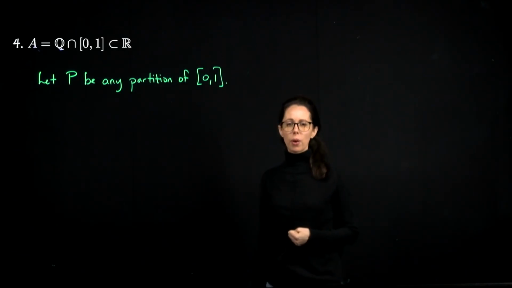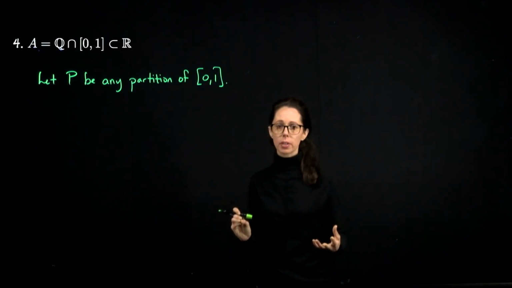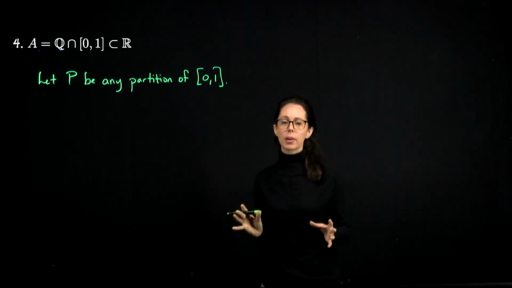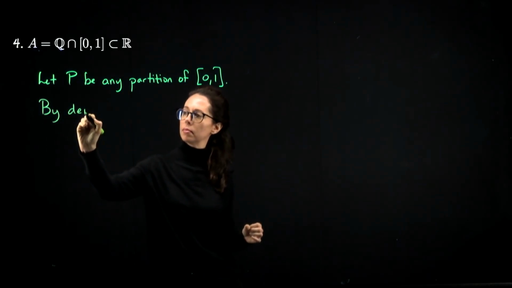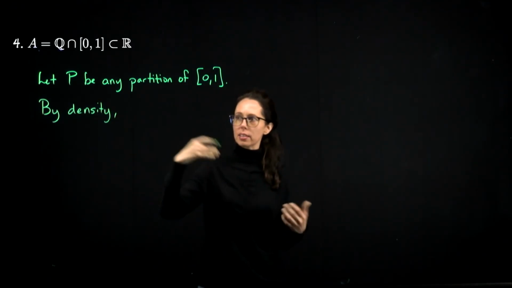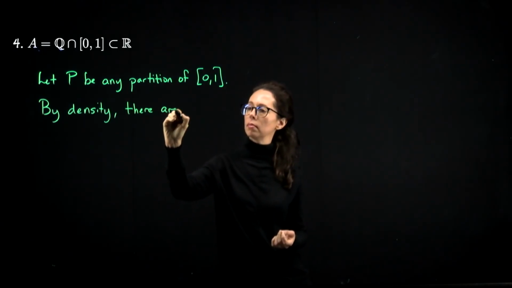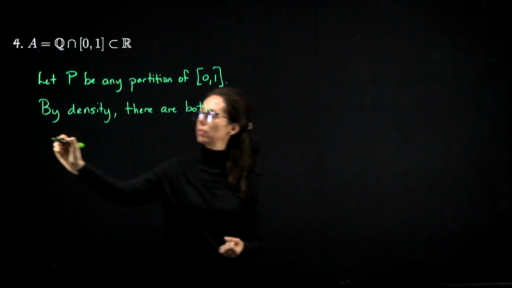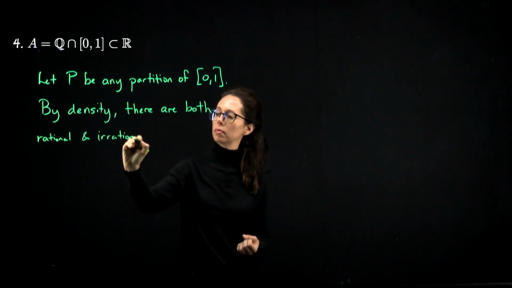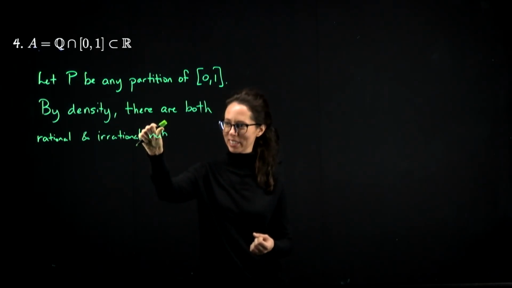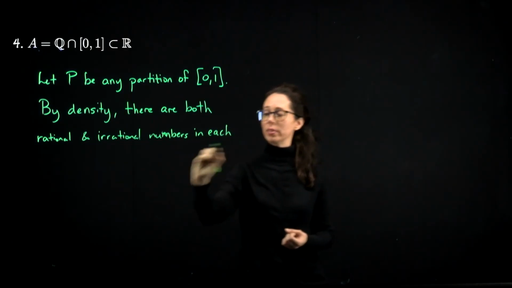By density, we know that the characteristic function takes the value 1 on every subinterval because of the density of rational numbers, but also it takes the value 0 on every subinterval because of the density of irrational numbers. So by density, there exist rational and irrational numbers in every subinterval. So there are both rational and irrational numbers in each subinterval.